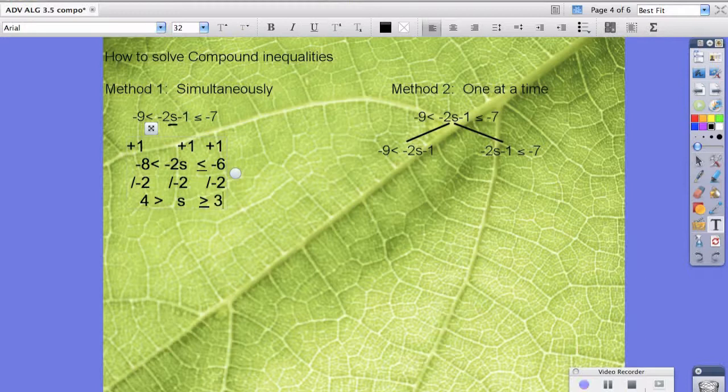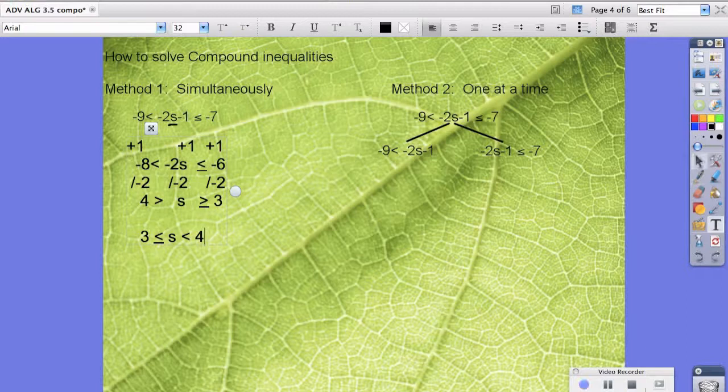The only other thing we'll have to do now is notice that the 3 is a smaller number and it's on the right. Typically we want the smaller numbers to be on the left, so we're going to write 3 is less than or equal to s, which is less than 4. Now notice, this is enclosing s between 4 and 3, which means this is an AND problem.